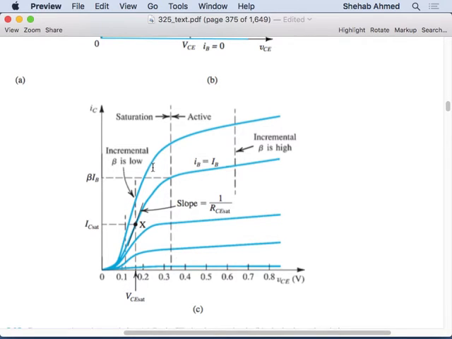Because in saturation, the gain is changing. The slope is changing. In the active region, the slope was not changing, so beta was constant. Every time you increase IB, IC will increase. But now, if you increase IB, IC will increase, but is it the same increase that we had before? No. So we said that this beta is called beta forced, and it's less than beta of the device in active mode. They're just reiterating that.